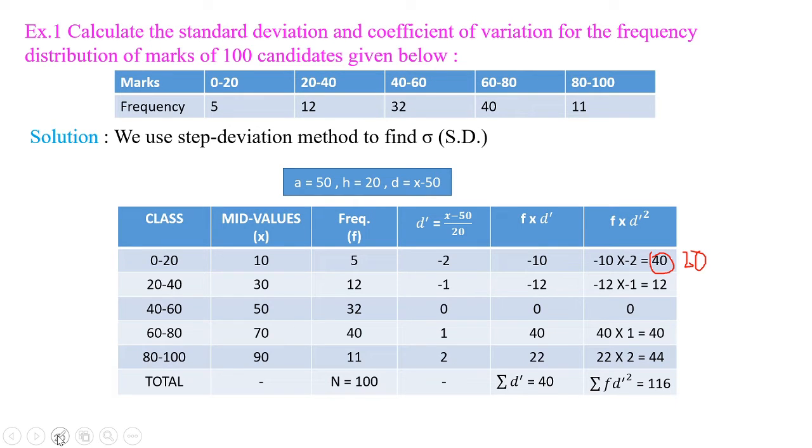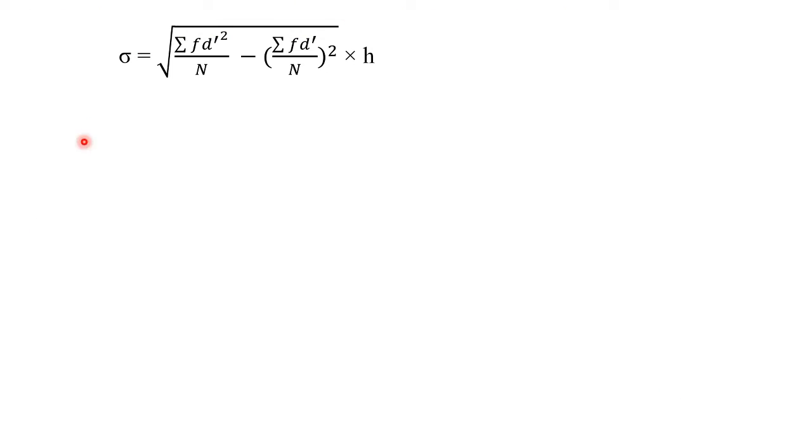Then minus 1 into 12 is 12, 0, 40, and 22 into 2 is 44. So we have to find summation of d dash, and the summation of d dash is 40. Now we have to find summation of f into d dash square, and f into d dash square is 116.